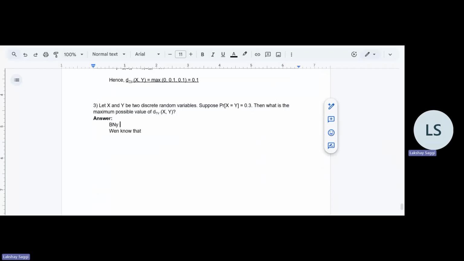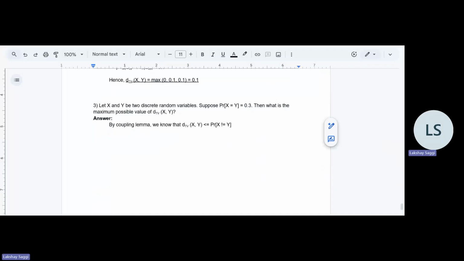So by the coupling lemma, what do we know? We know that total variation distance between x and y is less than or equal to the probability that x is not equal to y. And I'll write this not equal to using the exclamation equal to mark.